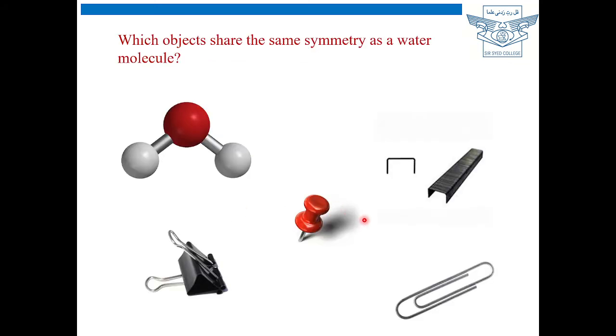Now I have some examples here. Do you see any symmetry here? Yes, of course, you are observing symmetry, right? What kind of symmetry are you observing? I have different kinds of materials here. This is a molecule, which is a bent molecule. Okay, and this is a usual pin, which is used in notice boards. This is a paper clip. This is a stapler pin, and this one is your gem clip, right? So all the molecules are having symmetry, right?